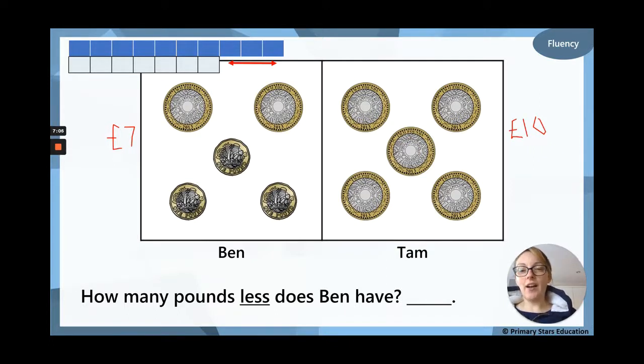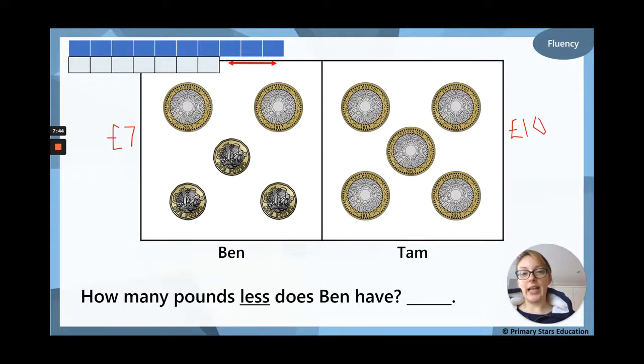So I have made a bar model here that you can see the top bar model is showing Tam's coins. So I have made a bar model showing £10. And underneath I have made a bar model showing Ben's coins, £7. And then here the red arrow shows the difference. So you can see that Ben has got less than Tam. Ben's bar model is shorter. It has less than Tam's. So we need to work out how much less.